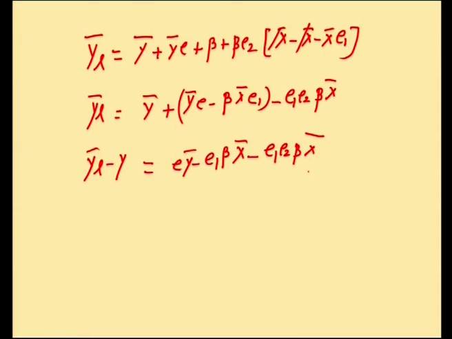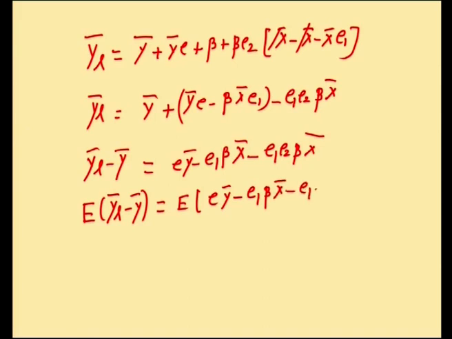Taking expectation on both sides, we get expectation of YL bar minus y bar is equal to expectation of E y bar minus E1 beta x bar minus E1 E2 beta x bar. So, since we assume that expectation of E is equal to expectation of E1 is equal to 0, the first two vanish, we get minus expectation of E1 E2 beta x bar.